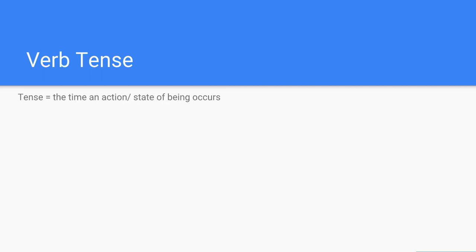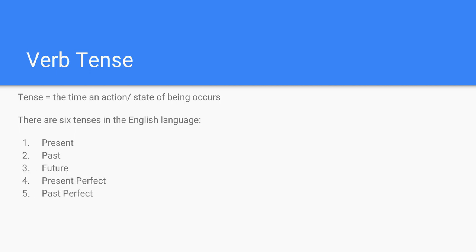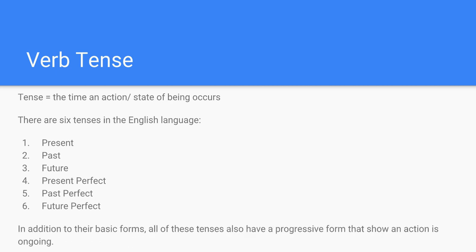As a quick reminder, tense is the time an action or a state of being happens. So just the timing of the action, etc., being described by the verb. We know there are 6 tenses in English: present, past, future, present perfect, past perfect, and future perfect. At this point, we've looked at all of these tenses, and you should be able to identify them and use them correctly in their basic forms. But all of these tenses also have a progressive form, which shows that the action in question is ongoing. So today we're going to take a closer look at present, past, and future progressive tenses to get you working with the progressive form of these tenses.